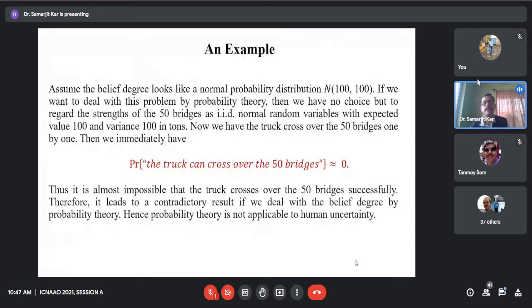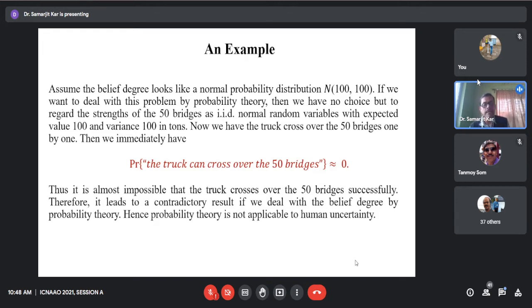In other words, if we consider this, the belief degree looks like a normal distribution with 100 mean and 100 variance. If we want to deal with the same problem, that means we have 50 similar bridges which are identically distributed random variables. And now if we have the truck process over the 50 bridges one by one, then if we measure the corresponding probability, just completely reverse, the probability value goes to near 0. That means the law of large numbers does not hold in this case.